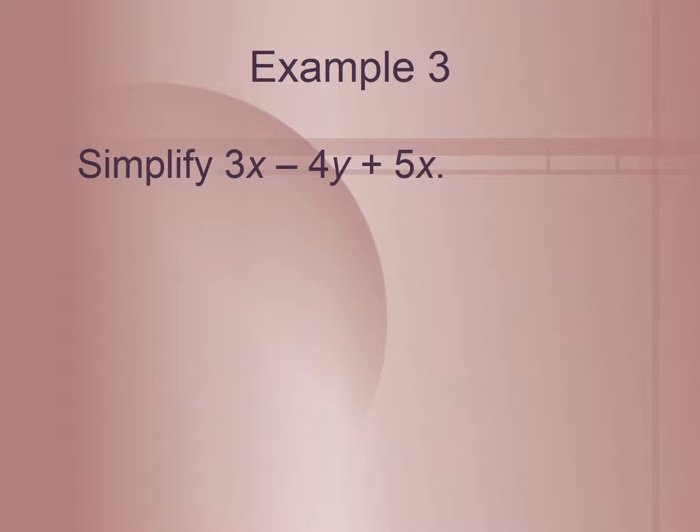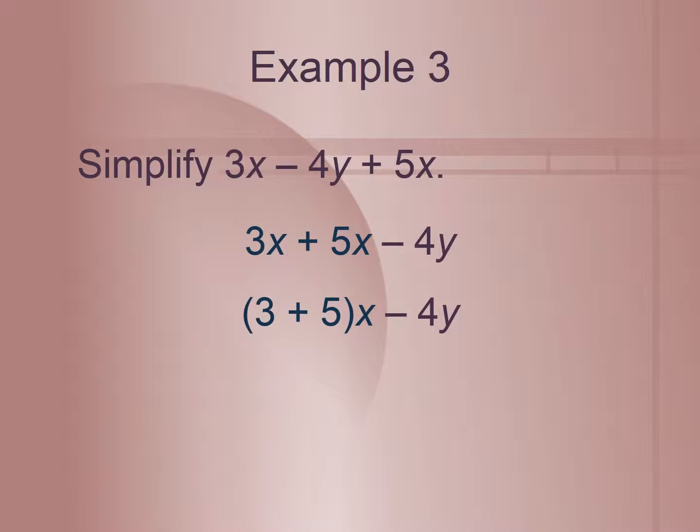Let's look at how to simplify this one. We have 3x - 4y + 5x. So when we combine like terms, we can only put terms together that have the same variables with the same exponents. So we're going to use the commutative property to rearrange this problem. So now it says 3x + 5x - 4y. And that's legal because that's the commutative property.